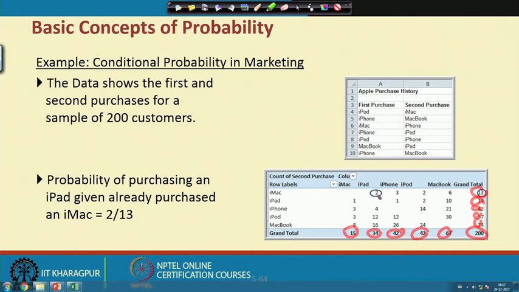So here, the probability of purchasing an iPad, given that an iMac was already purchased, is 2 over 13. That means it is 2 by 200 and 13 by 200, and finally it comes to 2 by 13. Again, this is a little bit complicated example, but it is very useful for some kinds of business related problems.